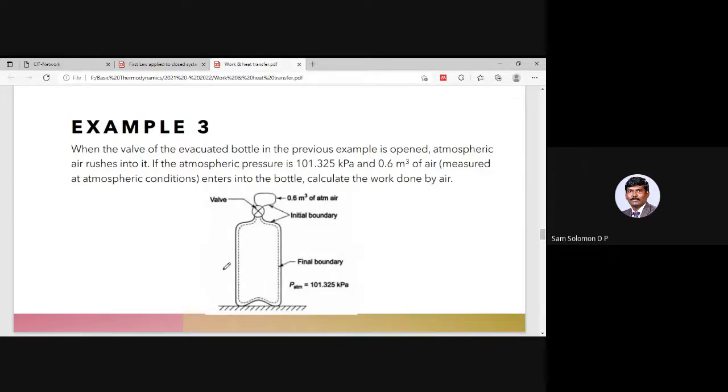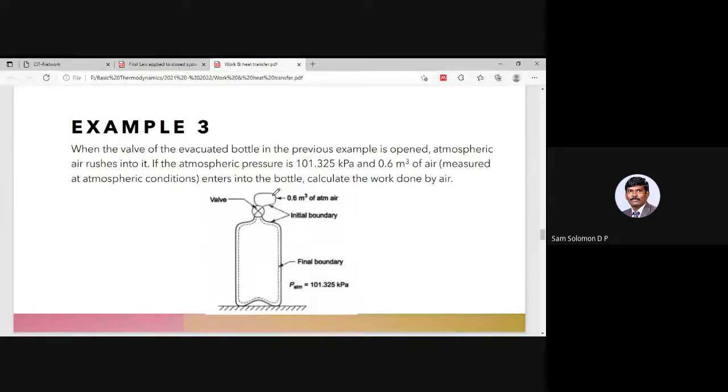So they have shown you a bottle, and you can see that there is a valve, and above the valve there is a balloon sort of thing. In the previous case also we saw a bottle with a valve, and a balloon over it. In the previous case it was helium gas. The bottle was filled with helium, and when the valve was opened, helium filled the balloon, and we found the work done by the balloon on air. Okay, so in this case, it is the reverse of it.